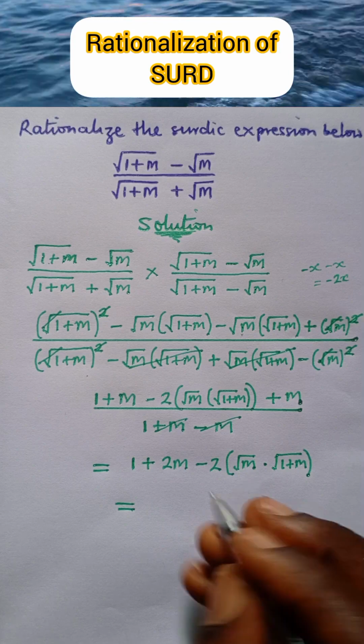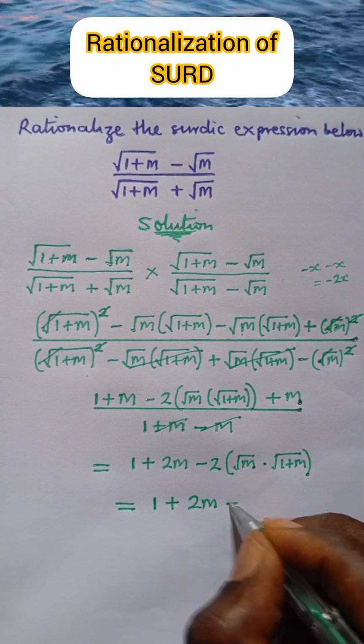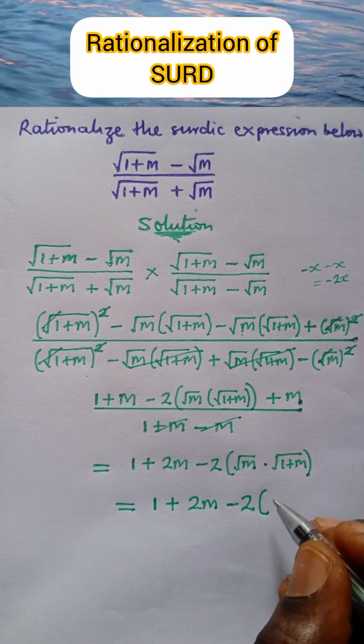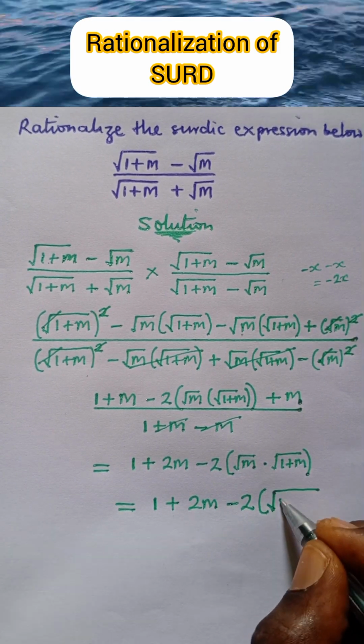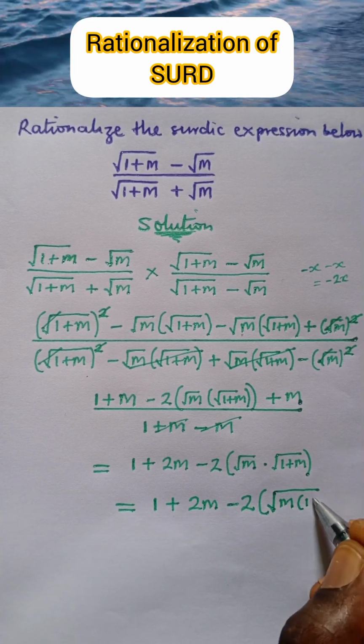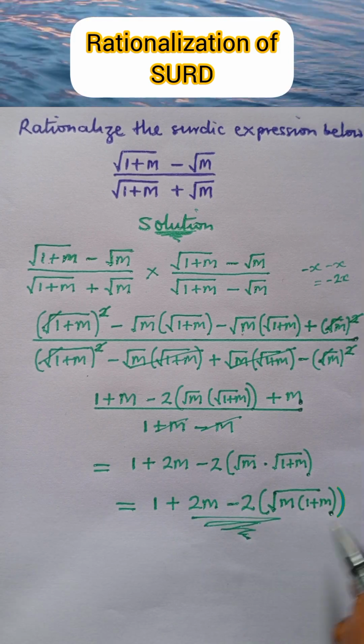We are simply going to simplify this further so that we have 1 plus 2m minus 2. Here, both terms have root. So we are going to represent them with just one root to enclose them. So we have m in bracket 1 plus m. And this now is the final answer.